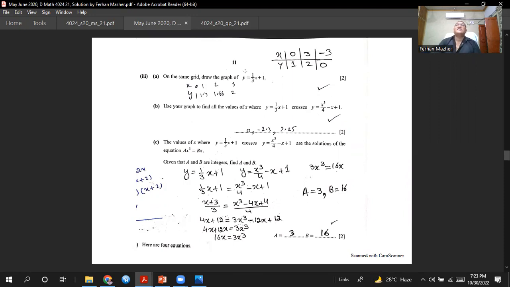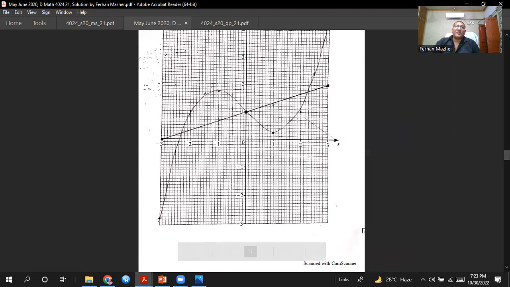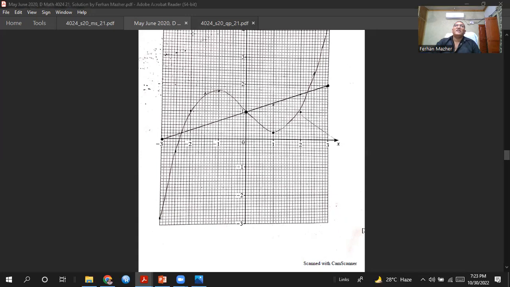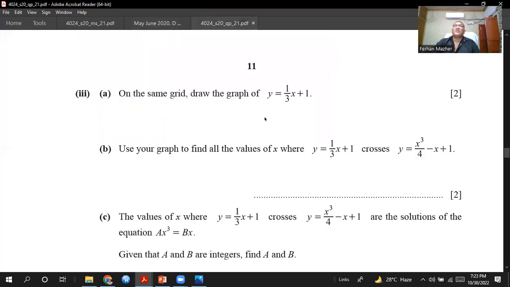So I will plot these points: (0, 1), (3, 2), (-3, 0). So I have plotted these points here. You can see here, here, and here, and then I join them with the straight line. Okay, so this was their main task, to draw that line.